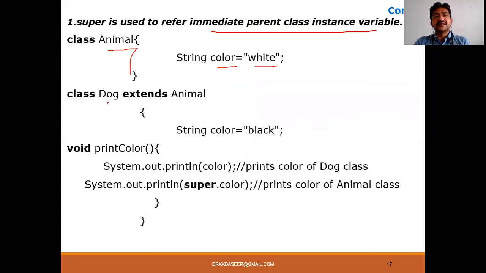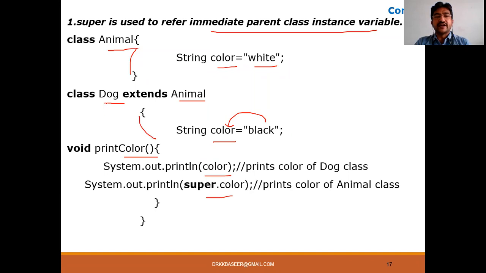Now I am extending this Animal class and creating a subclass called Dog, where Dog extends Animal. In the Dog class, I am using the same variable called color and assigning black. Now in this Dog class, I am defining a method called printColor. Inside that, I am going to be accessing color and super.color. When you are accessing color, it is still local.